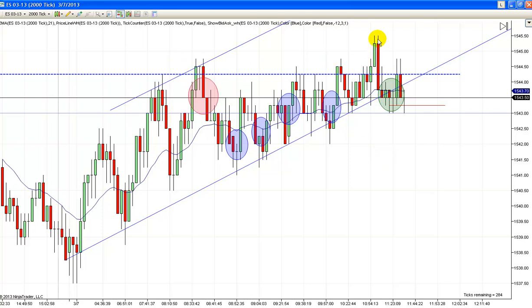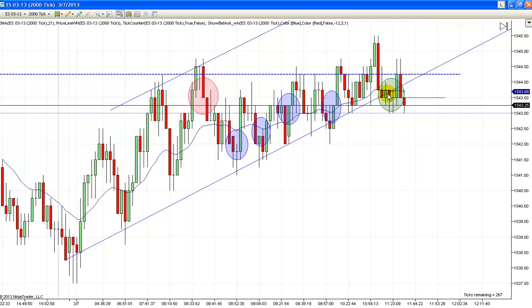And you see what happened. It broke up and turned and went straight down. And so then finally we had one more little bounce here, but I didn't like this one because, again, it was similar to this one. There's too much overlap. Big doji, doji, doji, doji.